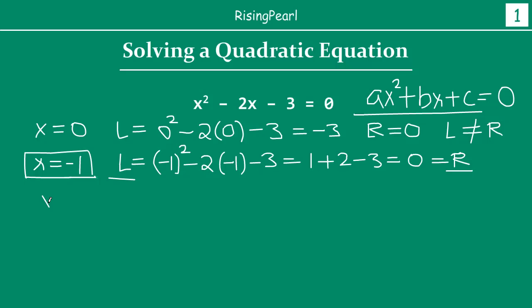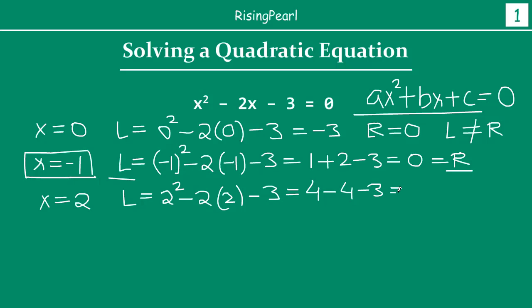Now similarly, how about we look at x equal to 2. See what happens at x equal to 2. So the left hand side value will be 2 squared, right? x squared minus 2x minus 3, and x is 2. So here 2 squared is 4, minus 2 times 2 is minus 4, and we have minus 3. So 4 minus 4 is 0, but you have minus 3. So the left hand side is again not equal to right hand side. How about for x equal to 3?